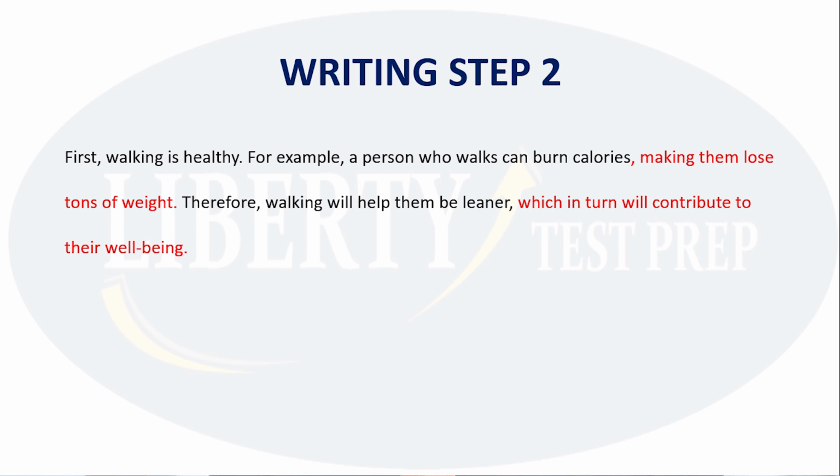So I'm giving kind of a consequence with this. Therefore, walking will help them be leaner, which in turn will contribute to their well-being. So I'm giving a consequence, a benefit, okay? So those are very important. Now it looks more like a paragraph, but still it's too short, okay? So what do I do to add more to this paragraph?